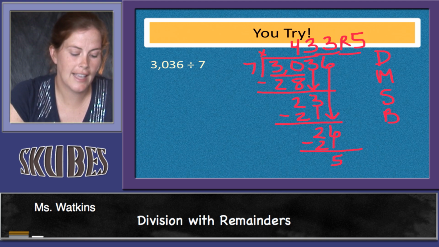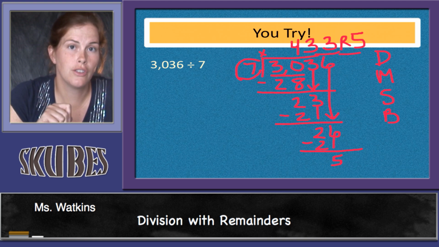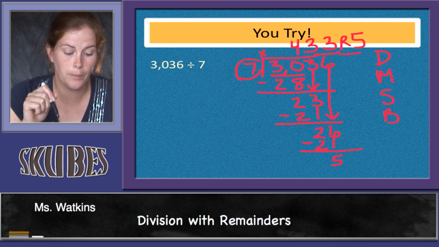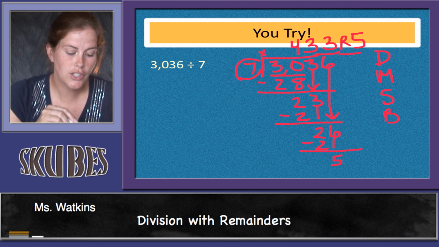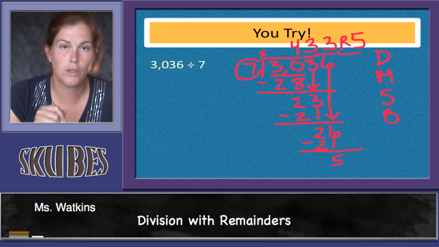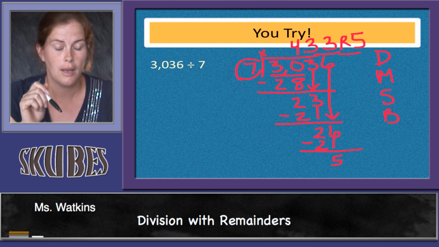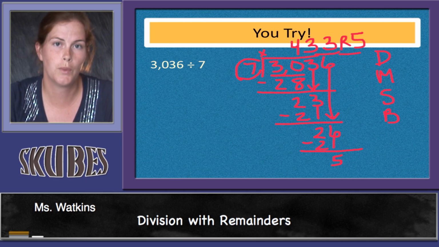If your remainder is ever larger than your divisor, you know that it really could have gone in another time. So you need to look at that. Also, you see how much faster it is once you know your multiplication facts. This would take much longer if you had to figure out every multiplication fact. This concludes our lesson on division with remainders.